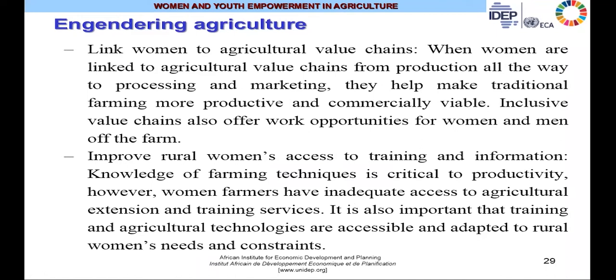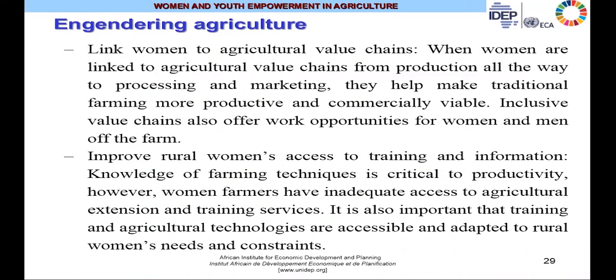Women are involved from production all the way to processing and marketing. They must be helped, they must be assisted to make traditional farming more productive and commercially viable. Inclusive involvement of women in the value chain will offer work opportunities for women and men off the farm in the forms of processing and value addition.